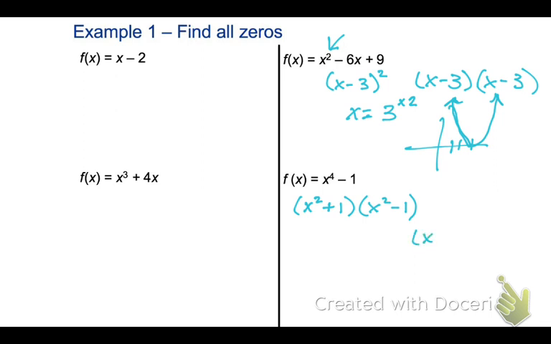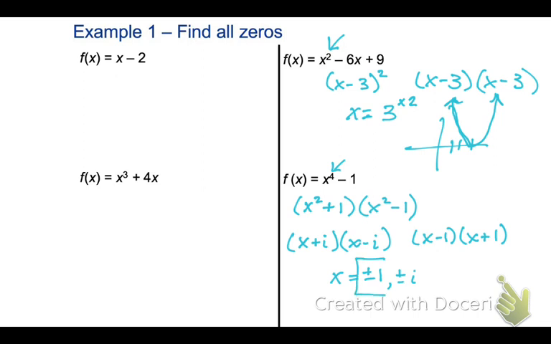Well, this is x minus 1 and x plus 1. Yes? And then if I remember, this would be x plus i and x minus i. So I get x equals plus or minus 1 and plus or minus i. How many zeros do I have? 4. How many are real? 2.